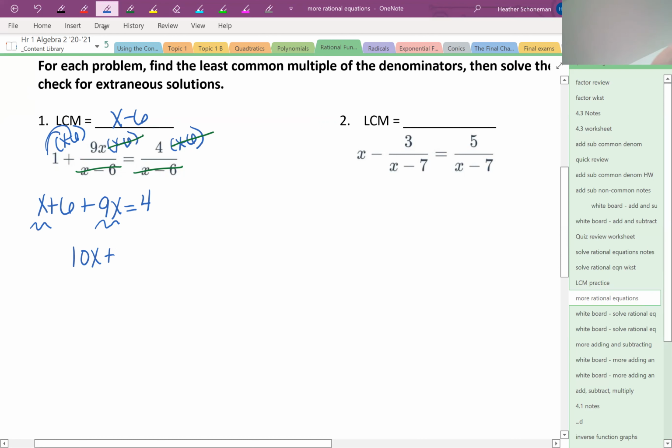This is not a plus 6. This is a minus 6. I knew there was a mistake because I'm multiplying by x minus 6. I apologize. So we get 10x minus 6 equals 4.